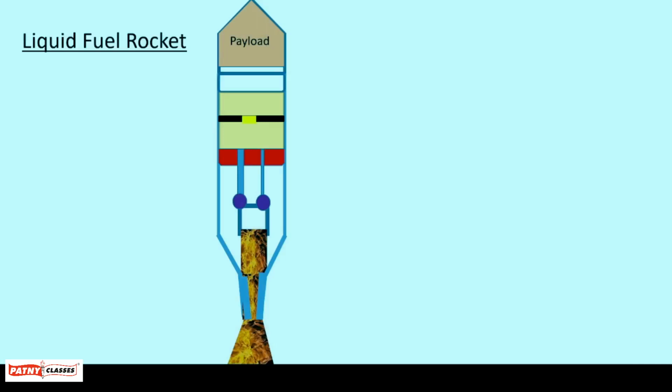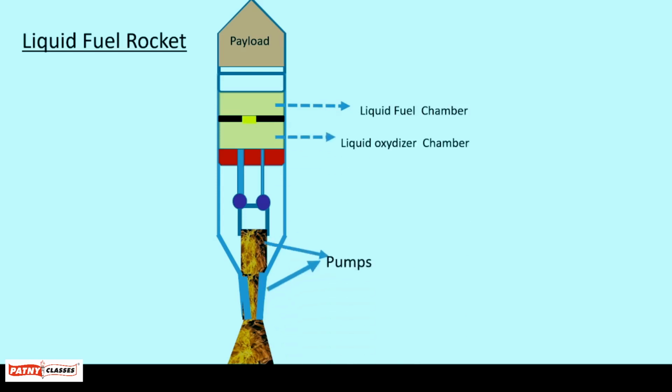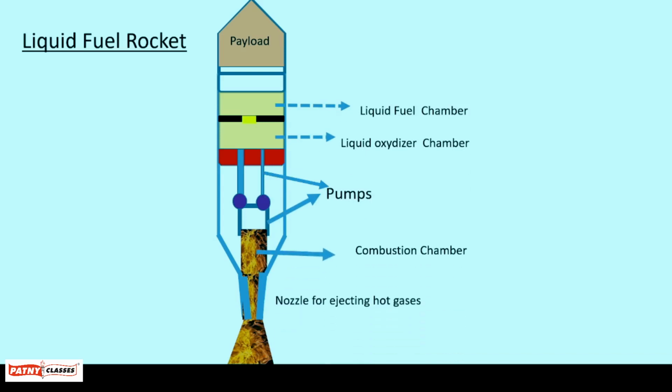Liquid fuel rocket, also called liquid propellant rocket. Important sections of a liquid fuel rocket are the liquid fuel chamber, liquid oxidizer chamber, pumps, combustion chamber, and a nozzle for ejecting hot gases. The hot gases come out of the nozzle with high pressure.